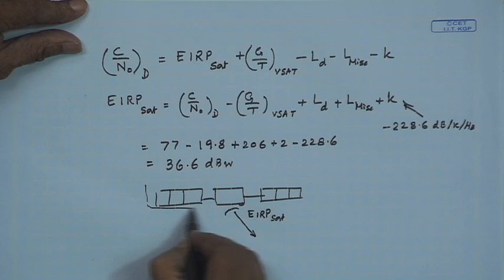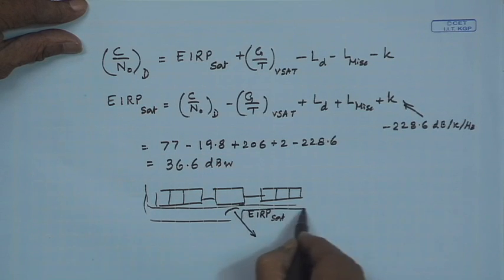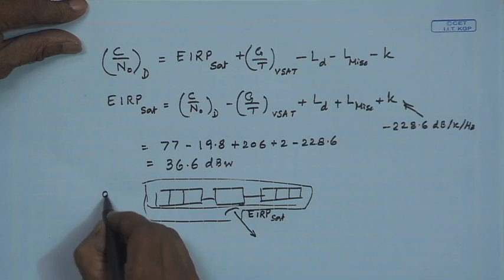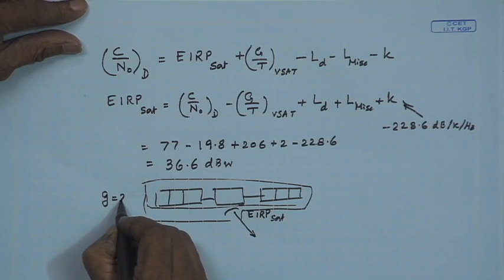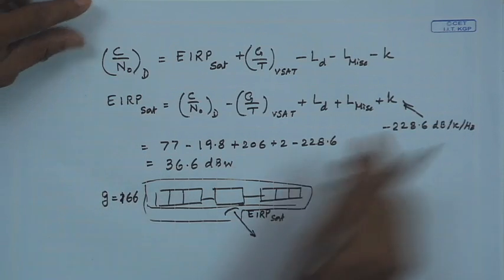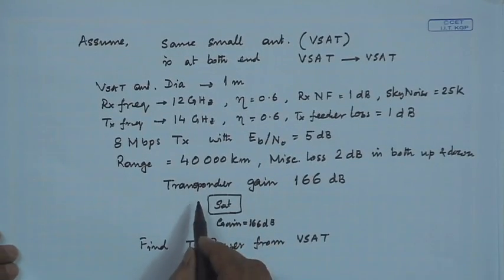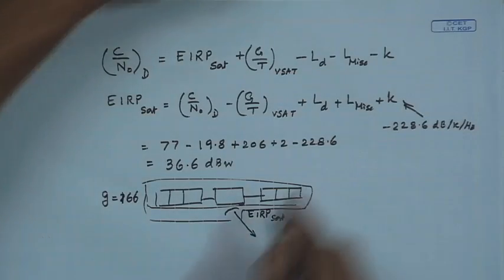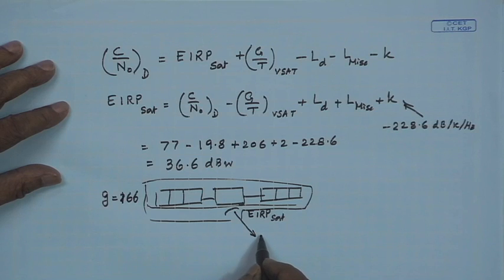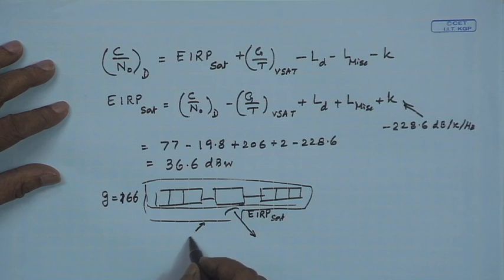Now, as we have said, the whole satellite including the antenna has a gain, how much was given, 166 dB. Transponder gain is 166 dB, satellite gain is 166 dB. So, that block is 166. So, EIRP minus the gain is the input power at the satellite, plus the uplink losses. If I add the uplink losses, then we get the EIRP here, that is the EIRP of VSAT.